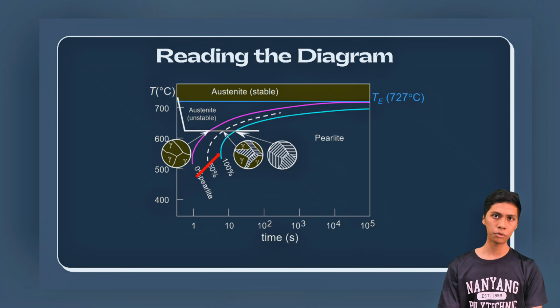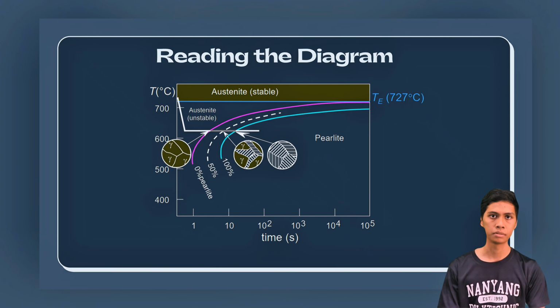A particularly important feature of the TTT diagram is the so-called nose of the curve. This is the point where transformation occurs most rapidly, typically located around 540 degrees Celsius in the iron-carbon system. The nose serves as a critical boundary. Above it, pearlite tends to form. Below it, bainite becomes the dominant phase. This distinction is vital for engineers seeking to tailor mechanical properties through heat treatment.